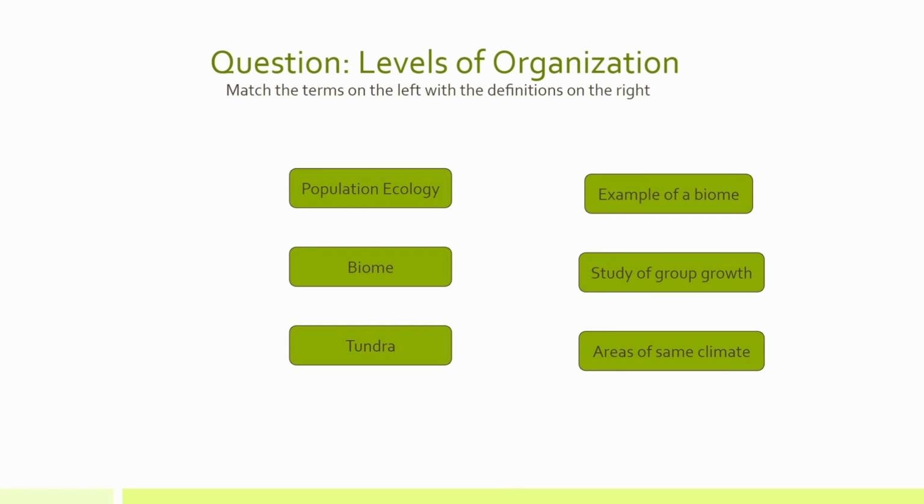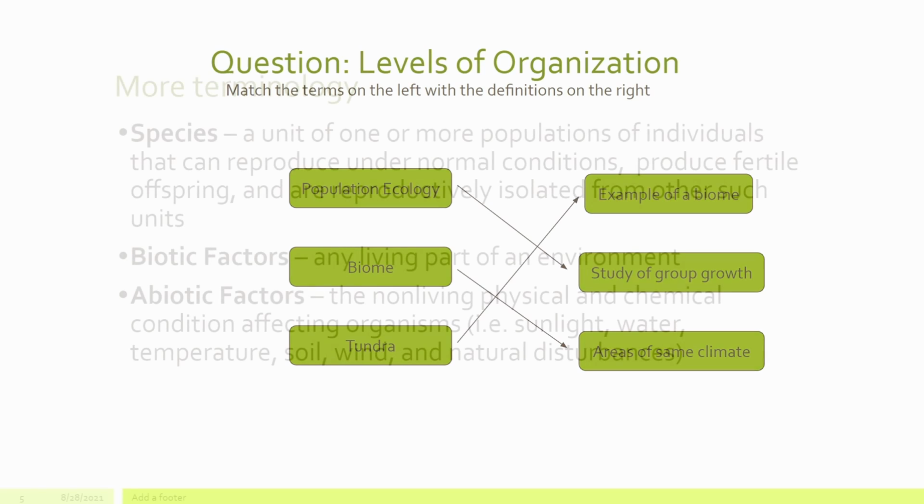So let's ask ourselves some questions. Let's look at these levels of organization. We want to match the terms on the left with the definitions on the right. Population ecology would match with the study of group growth, whereas a biome would match with areas of the same climate. And a tundra is an example of a biome. So make sure you're familiar with these levels of organization.